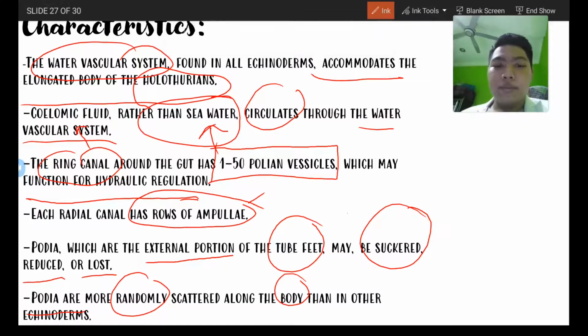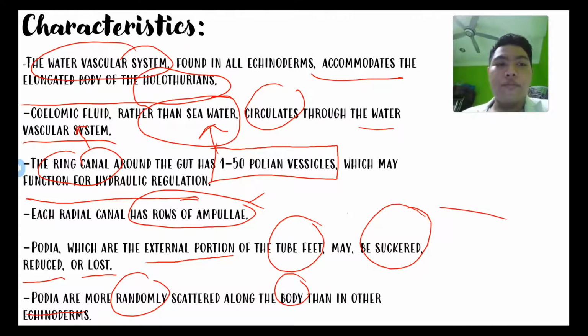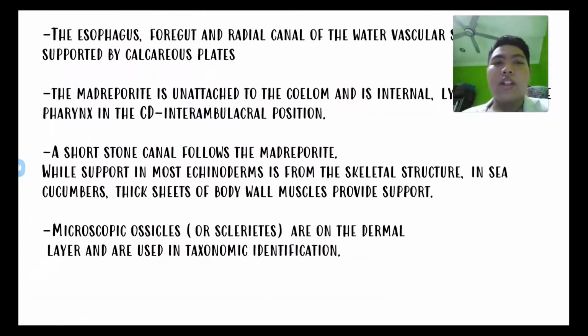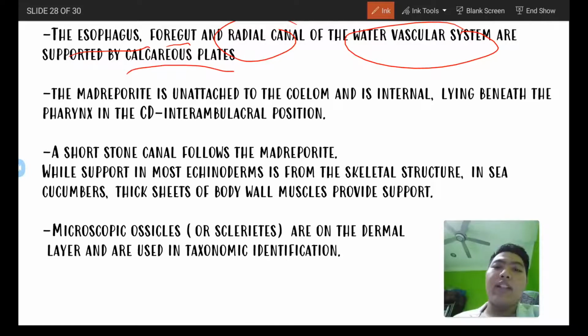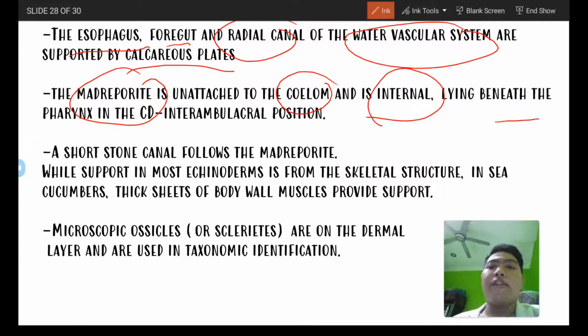Okay, so let's move on. The esophagus, gut and radial canals of the water vascular system are supported by what we call the calcareous plate. Remember the calcareous plate? The madreporite is unattached to the column and is internal, lying beneath the pharynx in the CD interambulacral position. So the madreporite is in the body of the holothurians.